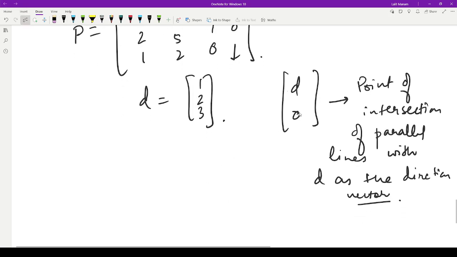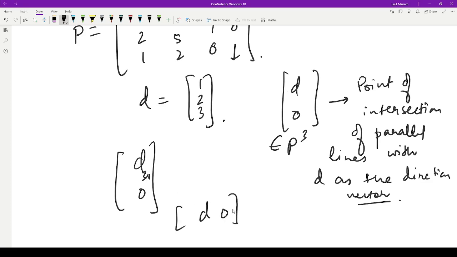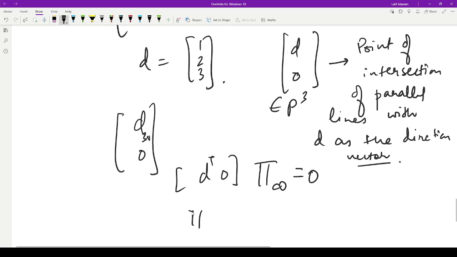So since this is the line at infinity, or plane at infinity, what I'm trying to say is that any point in P3 of this form, where this is a 3 cross 1 vector and the last element is 0, means all these points lie on a line, or no, not a line, it's a plane actually. So can anyone guess what this plane will look like?